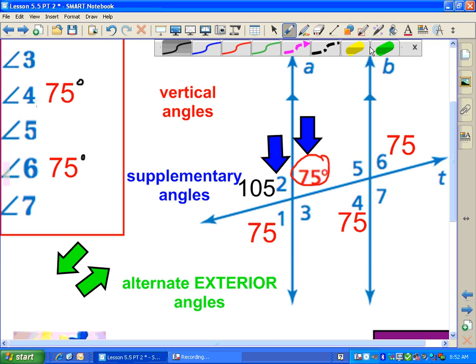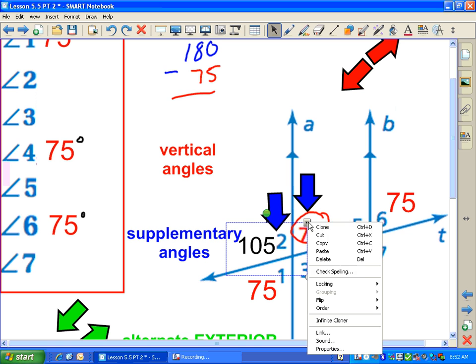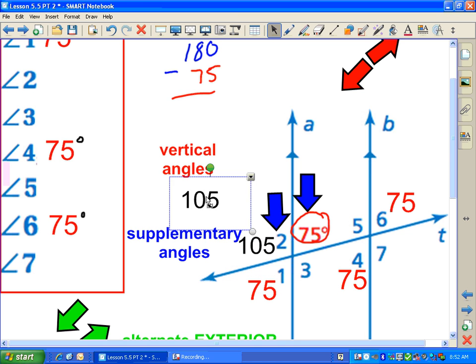How about that? Look at that, guys. These are supplementary to each other, and these are supplementary to each other. So we're going to say angle 2 is 105 degrees.